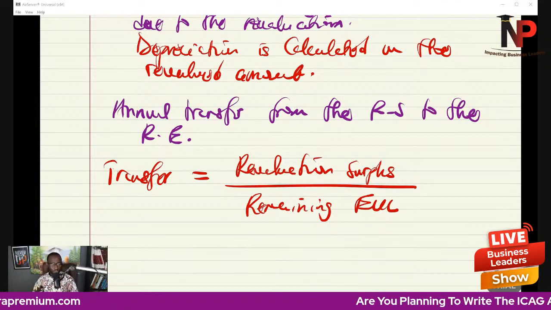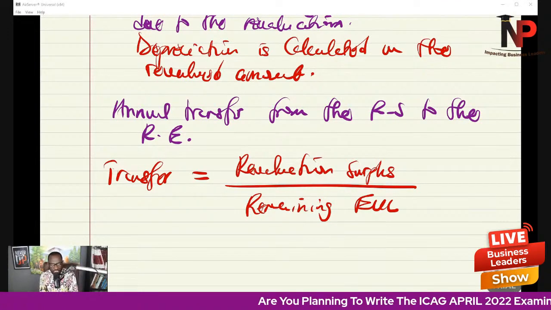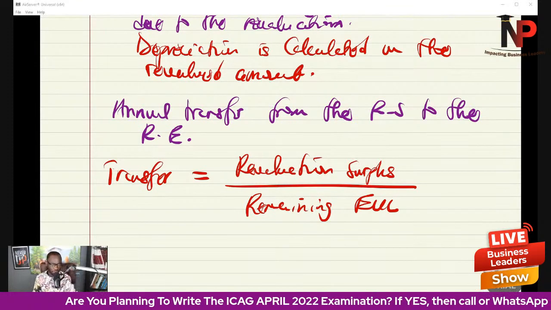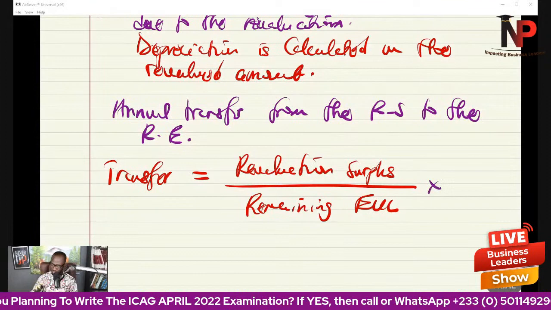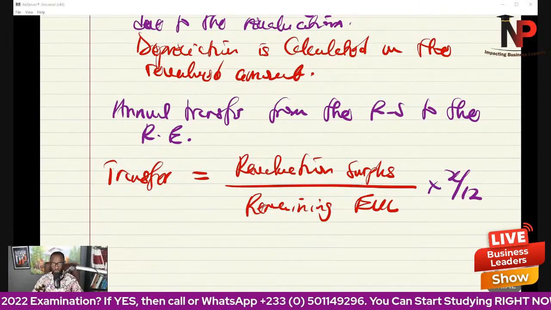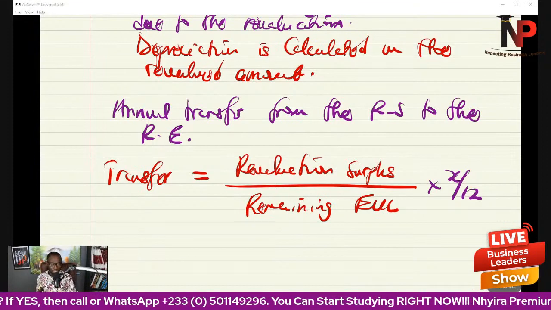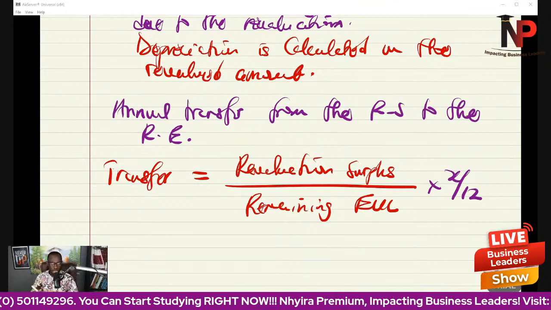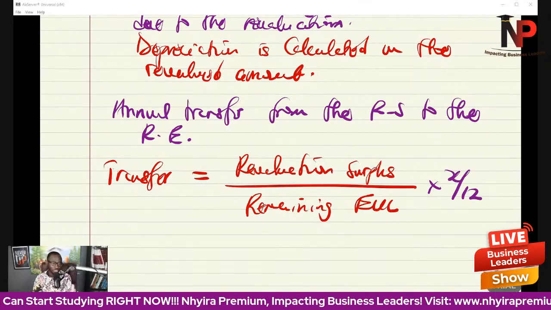Now, this is the remaining useful life at the date of the revaluation, times x over 12. I am bringing in the x over 12 because of the timing ratio, so that in case the revaluation was done midway through the year, the annual transfer will also have to be done midway in the year.